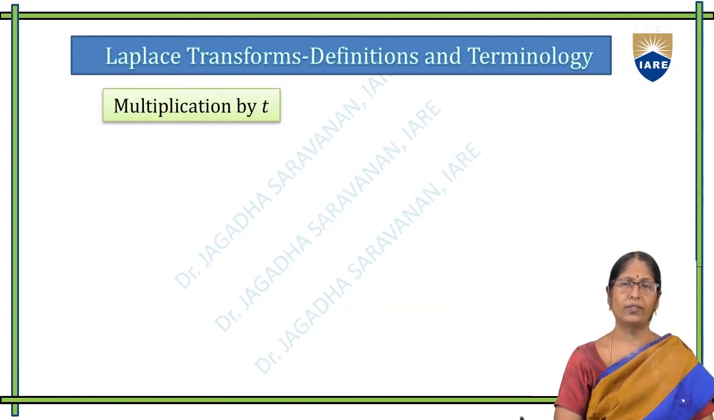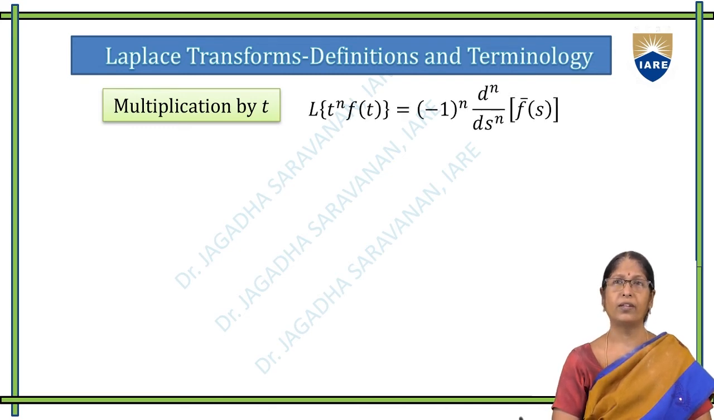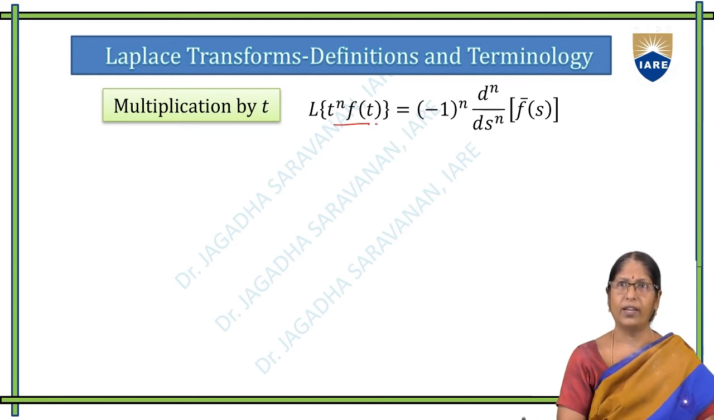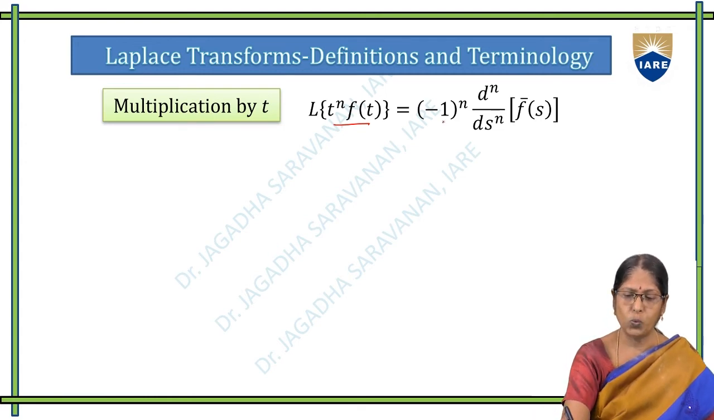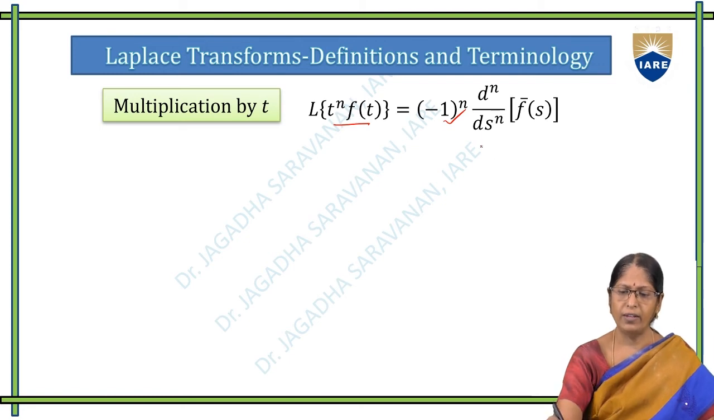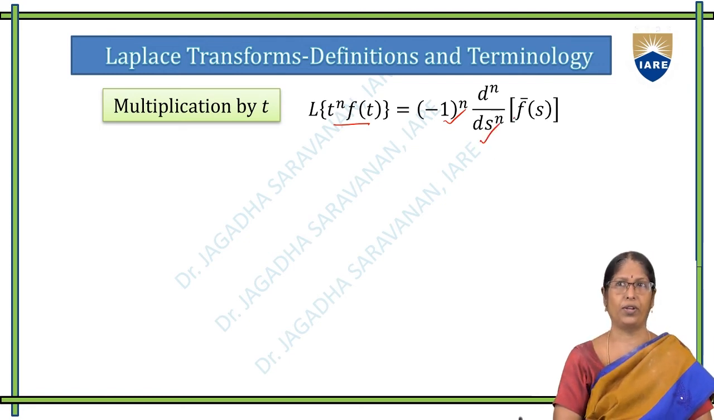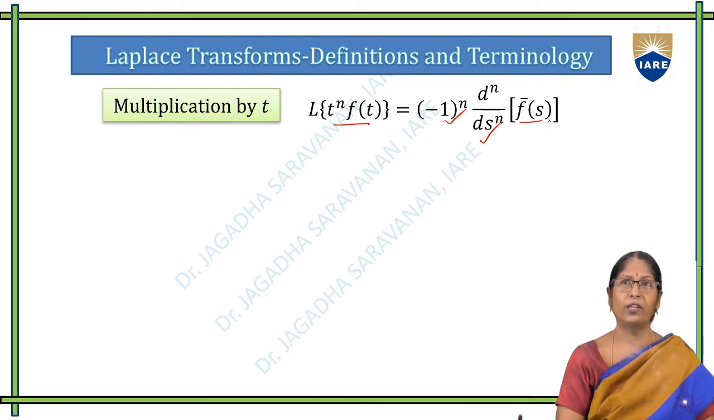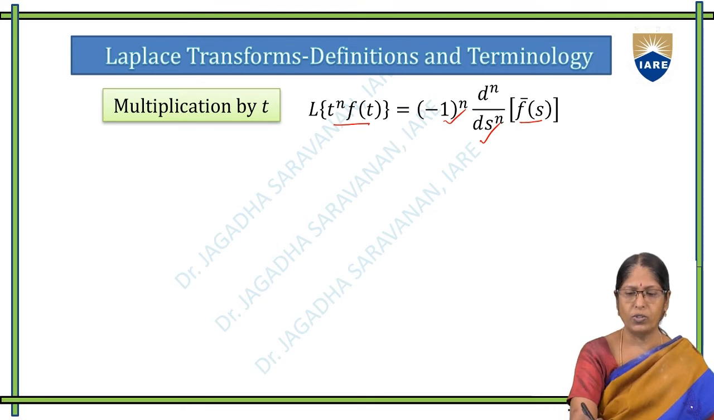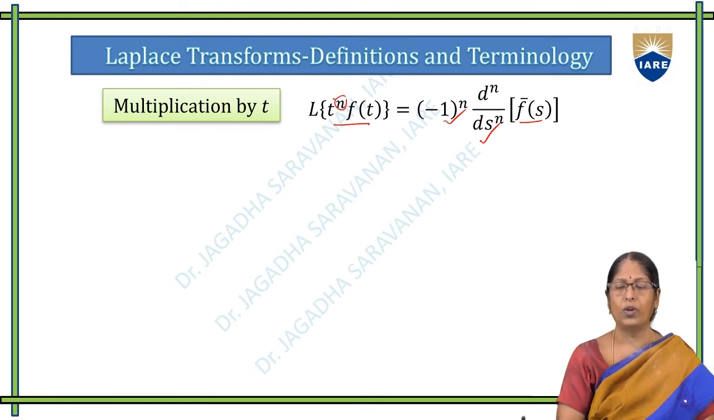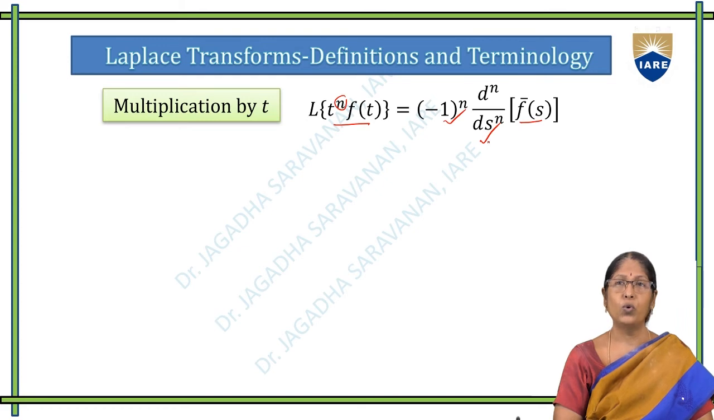So the next one is f of t, the function which is multiplied by t power n. If it is there, then for the formula defined for it, (-1)^n, n times we have to do the differentiation. F bar of s is nothing but the Laplace of the given function. Suppose t^n has n equal to 2, we will do the differentiation 2 times, we will find the derivative.